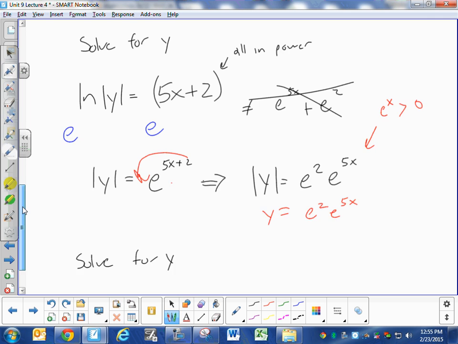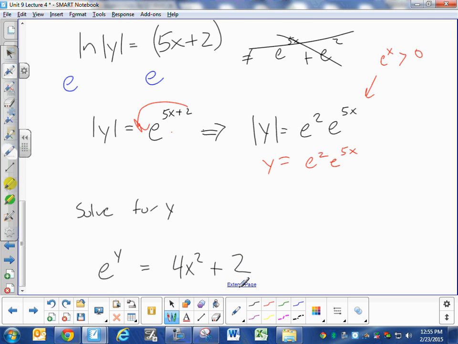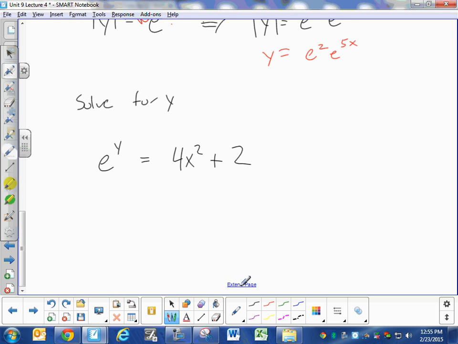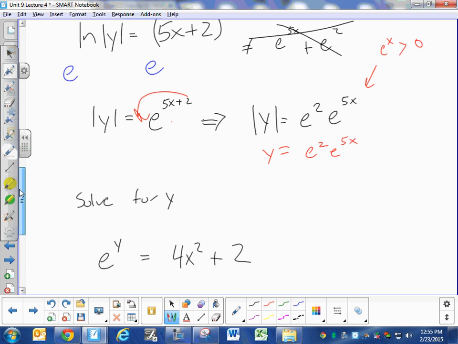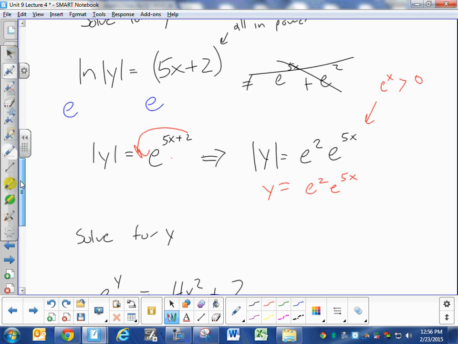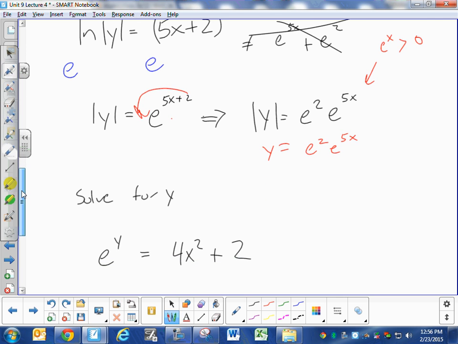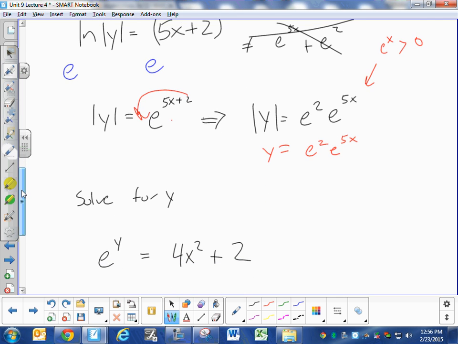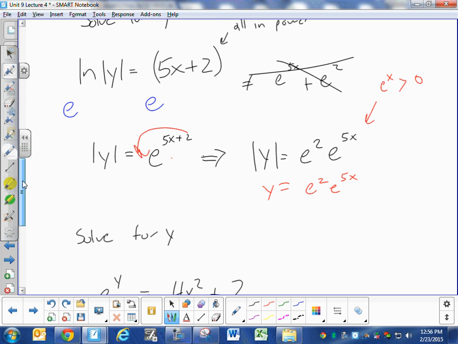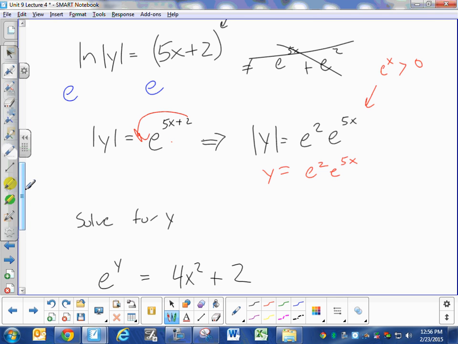Okay? We could have something like this, e to the y equals 4x squared plus 2. I'm thinking about that previous problem. Hold on a second. Oh, no, that's fine. Yeah.